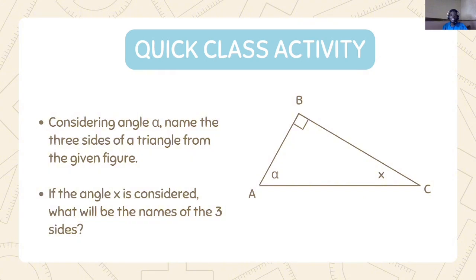So just pause the video, take a minute, solve this, then you come back to the video. Let's cross-check our answers. So from this right angle triangle given, in the first instance, you have to consider this as your angle of interest, then identify the three sides. Then in the second instance, you have to consider this as your angle of interest, then identify the three sides.